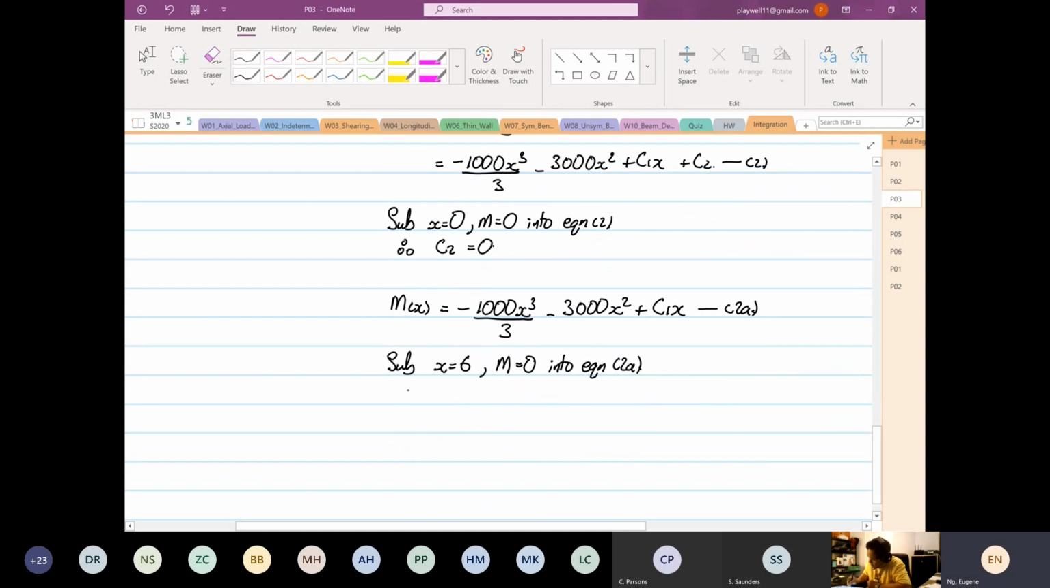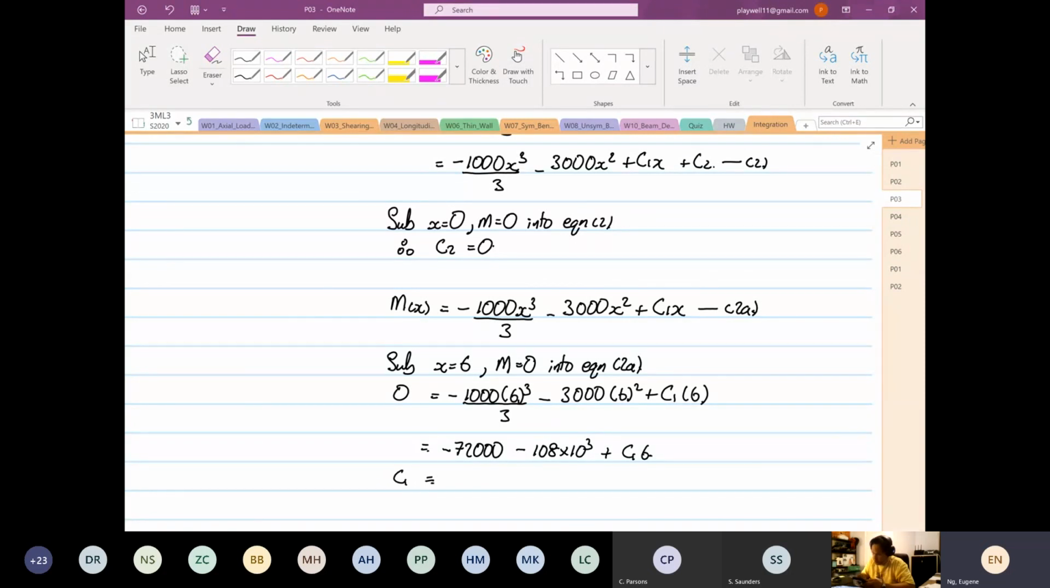Right? So we have 0 equal to minus 1,000 times 6 cubed over 3, minus 3,000 times 6 squared, plus C1 multiplied by 6. So 6 to the power of 3 divided by 3 times 1,000 is equal to minus 72,000, minus 6 times 6 times 3,000, which is 108 times 10 to the power 3, plus C1 times 6. So C1 is equal to 72,000 plus 108 times 10 to the power 3, divided by 6, which is equal to 30,000.